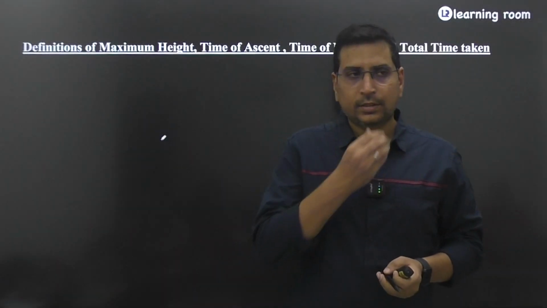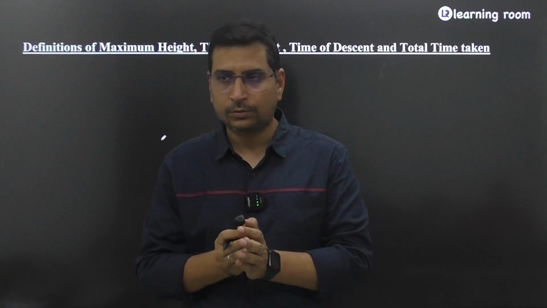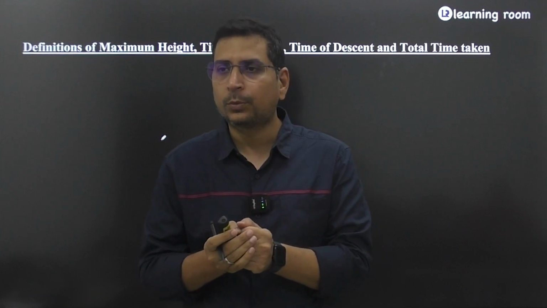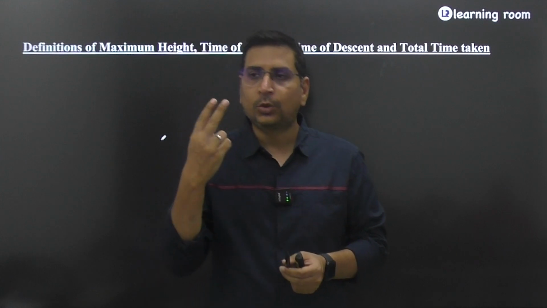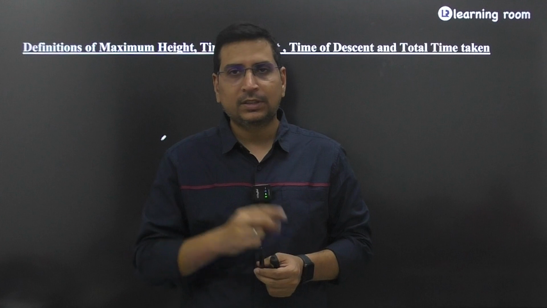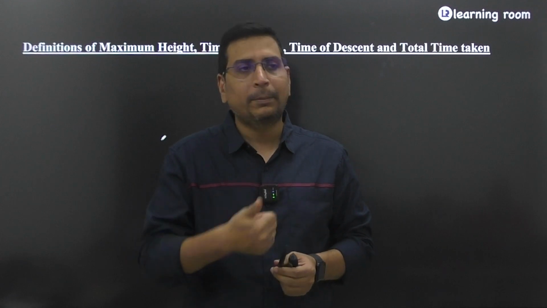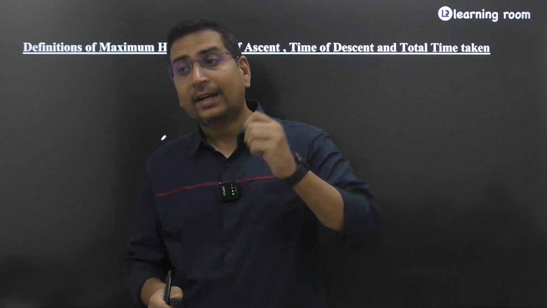So the next context that we need to understand is when an object is moving under the influence of gravity, there are certain terms associated with it. For general communication, it is important we understand what those terms actually mean. So we are going to see two things. One is, first we'll understand the definitions of those terms. Second is, we will try to derive the mathematical value of those terms. So in this slide, we'll be discussing the definitions.